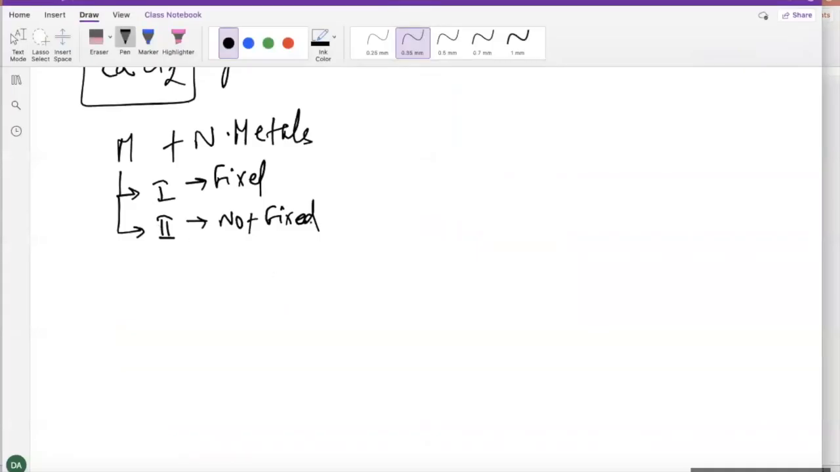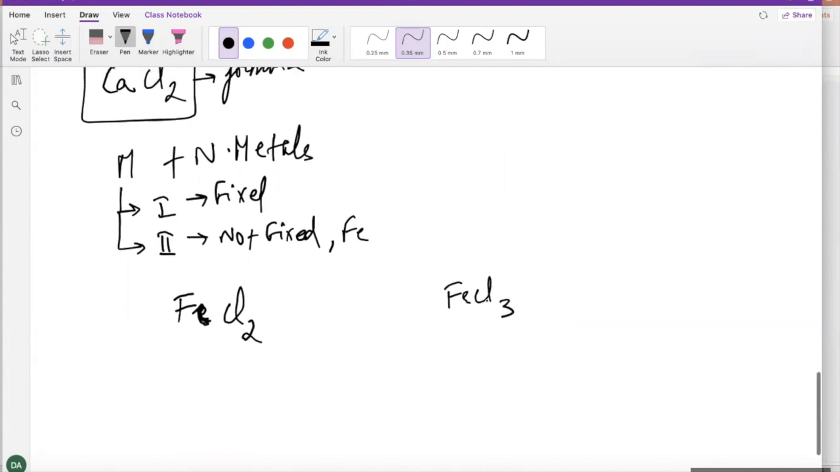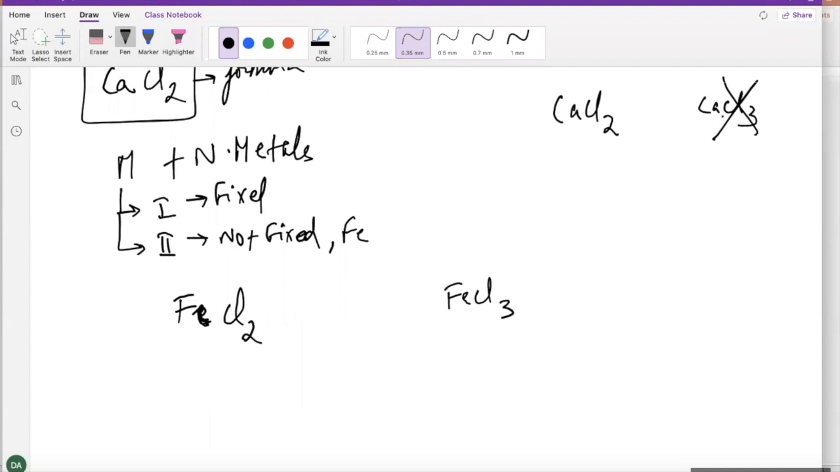Fe we know. So for example, a type 2 is Fe, for instance. If I have Fe combined with chlorine, you have FeCl2. And now for Fe, there's another option. Fe can also do this, FeCl3. Now, calcium, the previous example, is always calcium chloride as CaCl2. CaCl3 is not possible. Why not? Because calcium will never be plus 3. Calcium is always plus 2. So this is the only possible formula for calcium with chlorine.